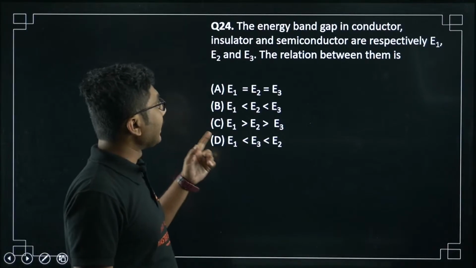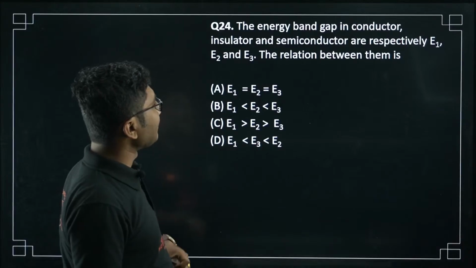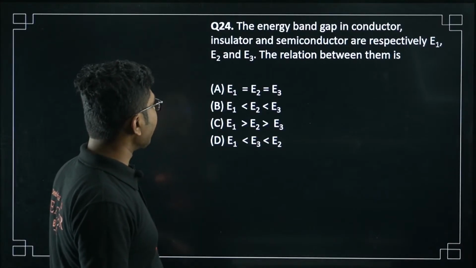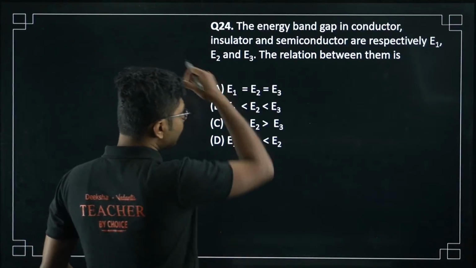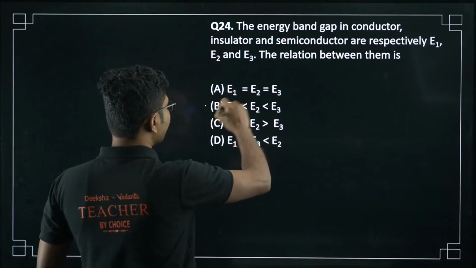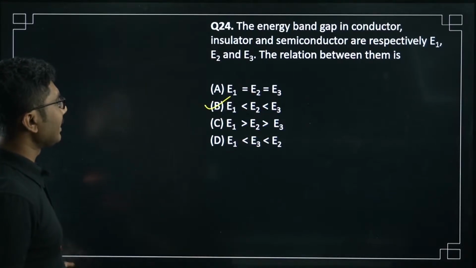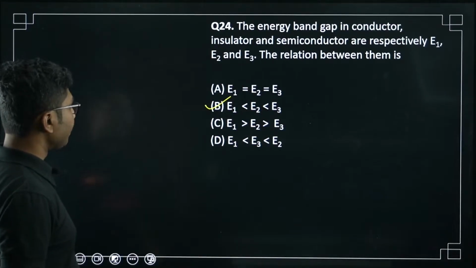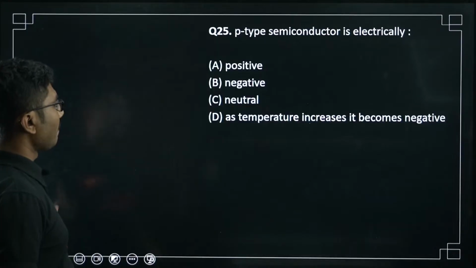Okay. The energy gaps in a conductor, insulator and semiconductor are respectively E1, E2 and E3. So E1 is the smallest and E3 is the greatest. E1 is the smallest, E3 is the greatest. So definitely option B is the correct answer for this question.